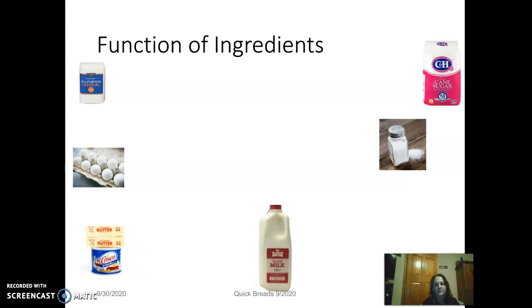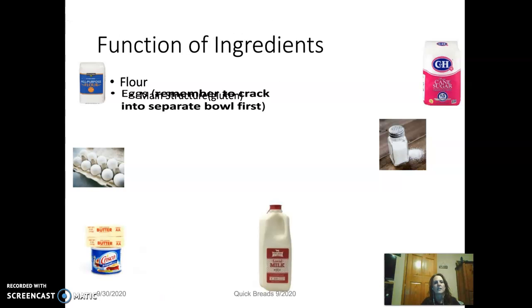So what are the functions of ingredients? This is a learning target: to understand and be able to describe what each of these ingredients does in a quick bread. So the first is flour. Flour provides the main structure. Without flour, your product wouldn't stick together. It would be flat. It wouldn't have any structure.